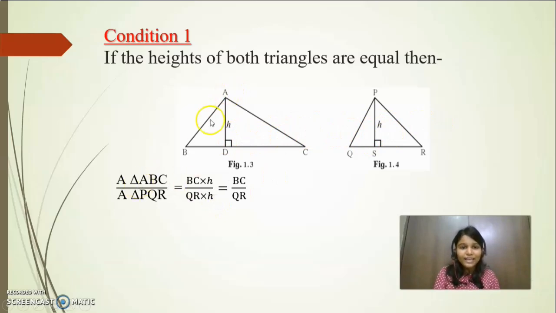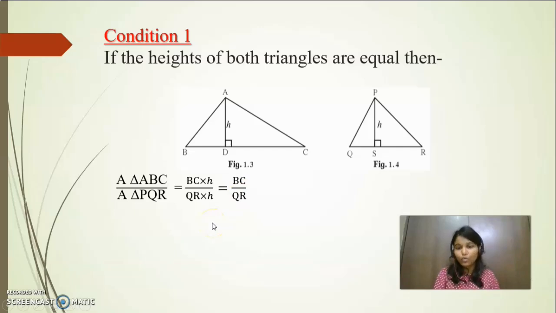Area of triangle ABC is equal to base, which is BC, into height, which is AD, denoted by h, and area of triangle PQR is equal to base, which is QR, into height, which is PS, denoted by h. Now if you look at this equation, height is there in the numerator and also in the denominator, so this height will get cancelled. Therefore, the ratio of areas of two triangles having equal height is equal to their corresponding bases.